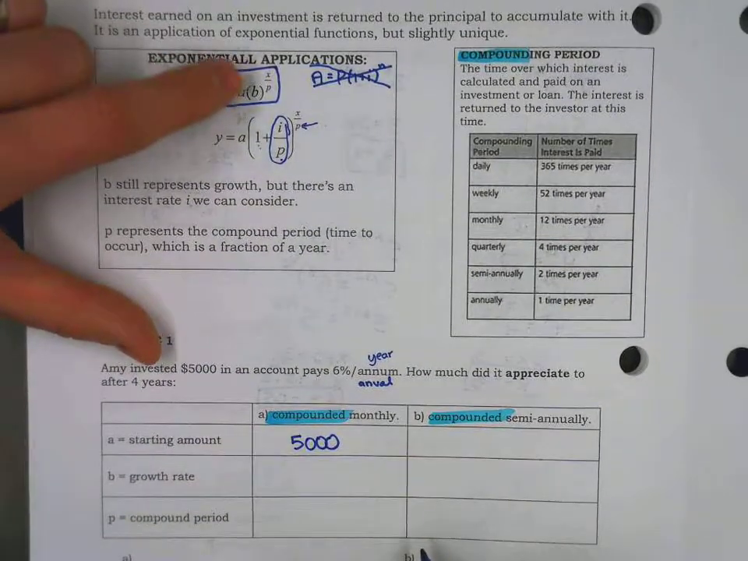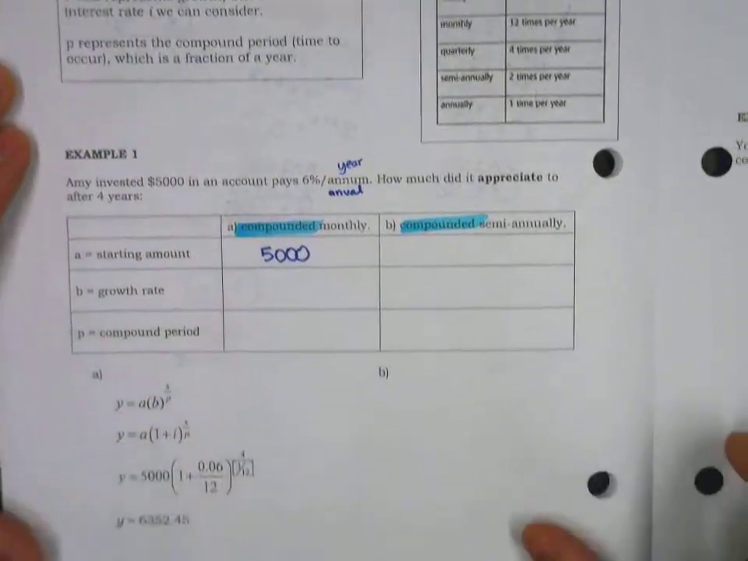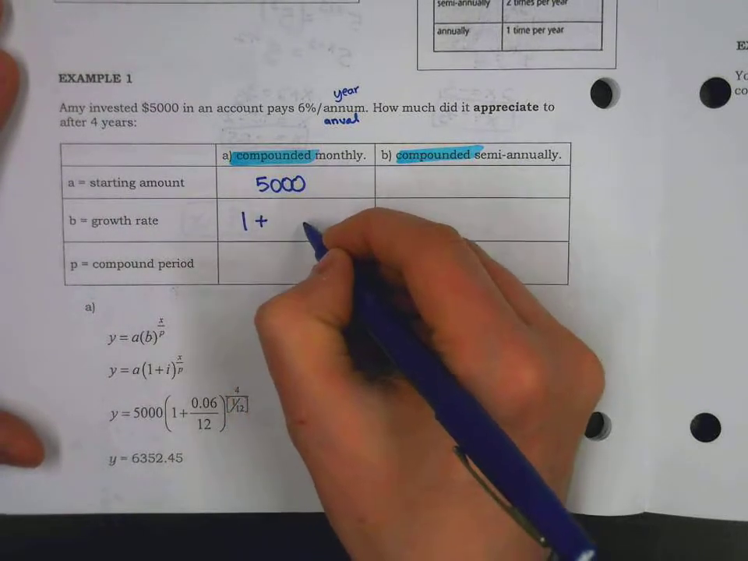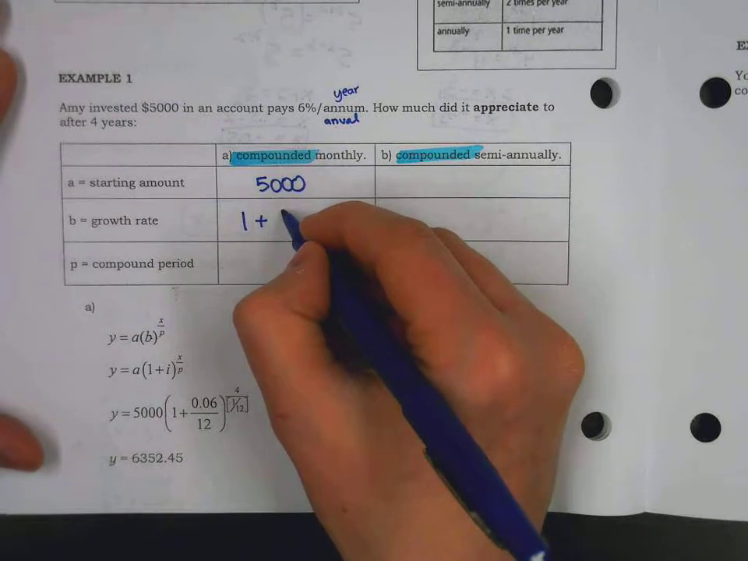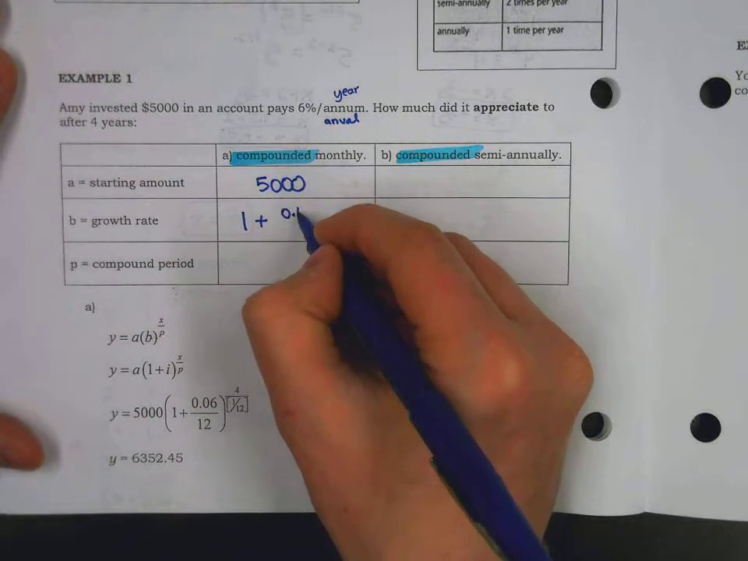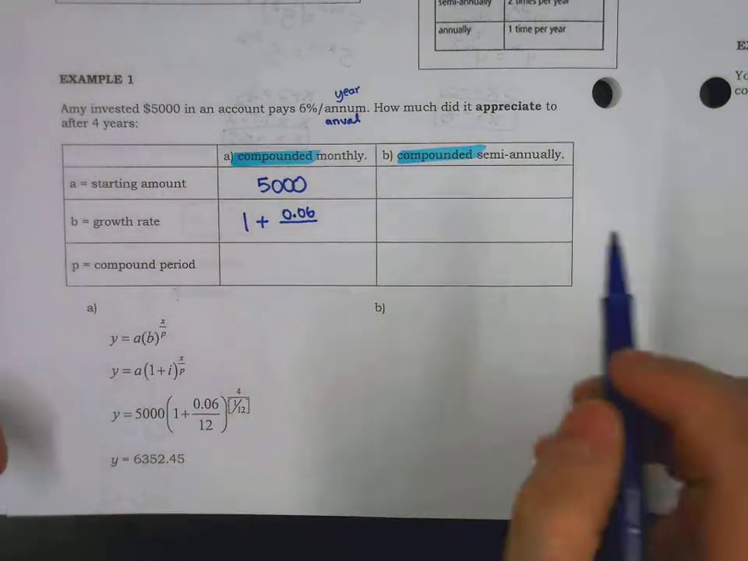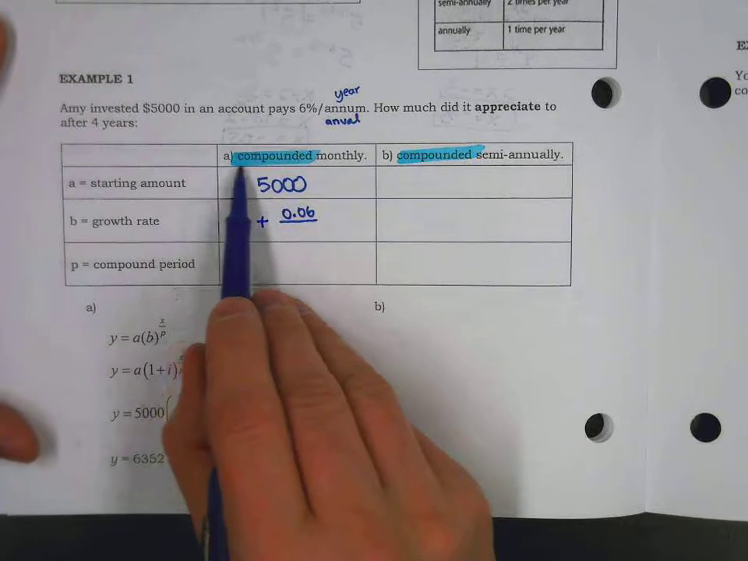This is your A, starting amount. The B value is your rate of growth. So we're going to be growing by a certain interest rate. Now the challenge with this is that we're taking 6%, and we have to take this yearly 6% and divide it up into this compounded monthly setup.